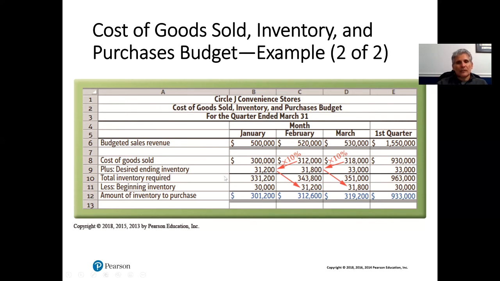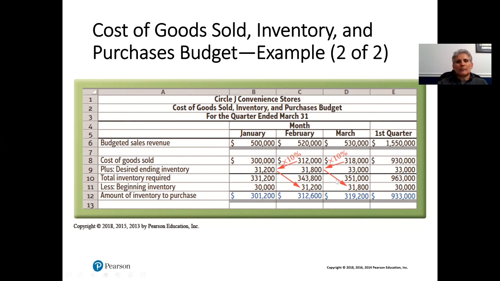We're going to add these two, and then we're going to subtract our beginning inventory, and that was based upon our projection of cost of goods sold, 10% of the following month's, which is 10% of the 300,000, so that's 30,000. Total inventory required less the beginning inventory gives us the amount of inventory to purchase, $301,200. And we just kind of flow through.